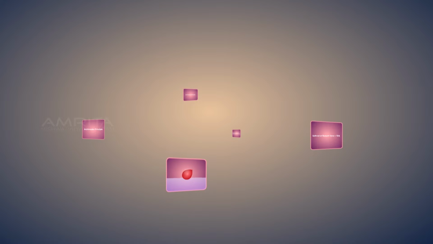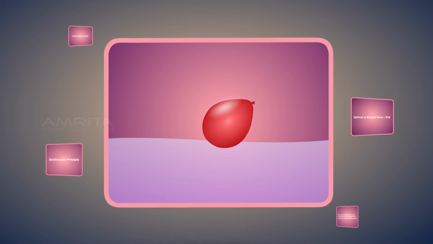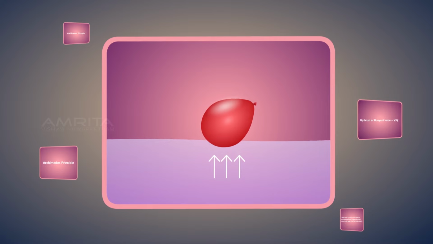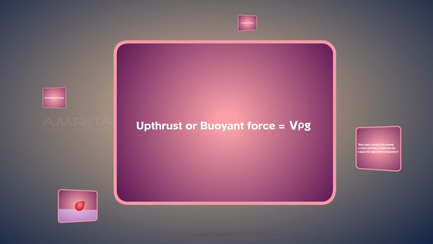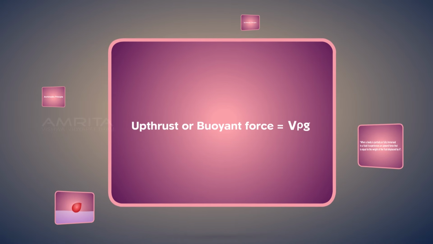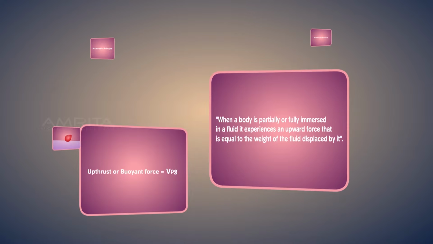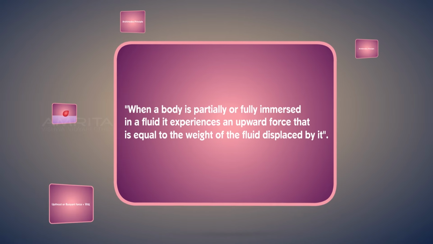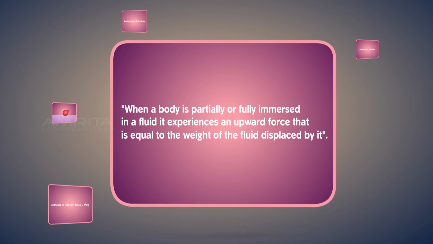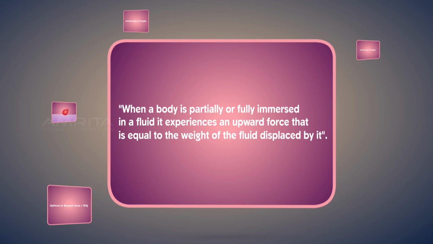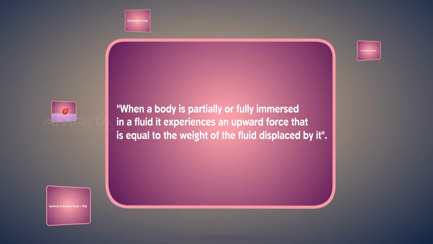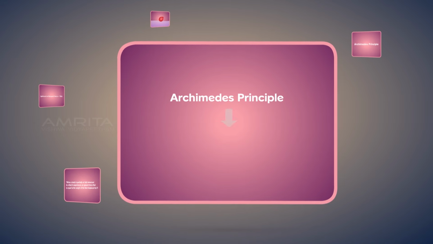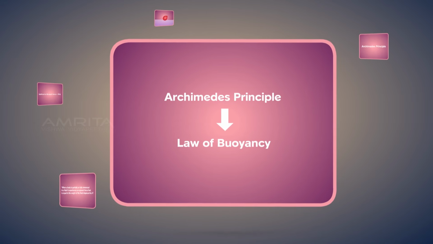Things to remember. The upward force exerted by a fluid is called upthrust or buoyant force. Upthrust or buoyant force equals V ρ G. Archimedes' principle states that when a body is partially or fully immersed in a fluid, it experiences an upward force that is equal to the weight of the fluid displaced by it. Archimedes' principle is also known as the law of buoyancy.